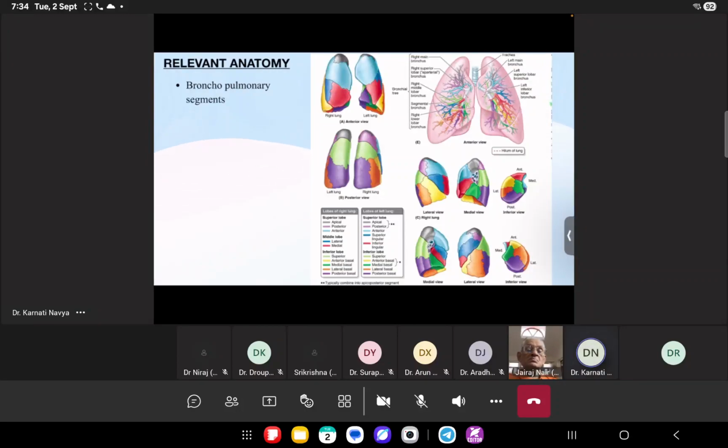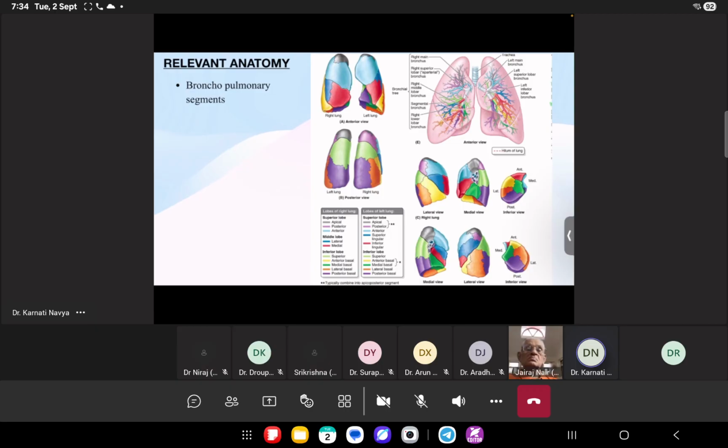Relevant anatomy. On the right side of the lung, there are 10 segments. On the left side, there are 8 segments, as shown in the pictures. On the right, in the superior lobe, there are 3 segments: apical, posterior, and anterior. Middle lobe: medial and lateral. And the inferior lobe: superior, anterior basal, medial basal, lateral basal, and posterior basal.